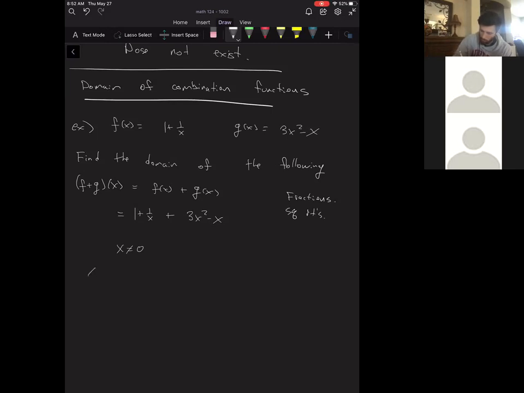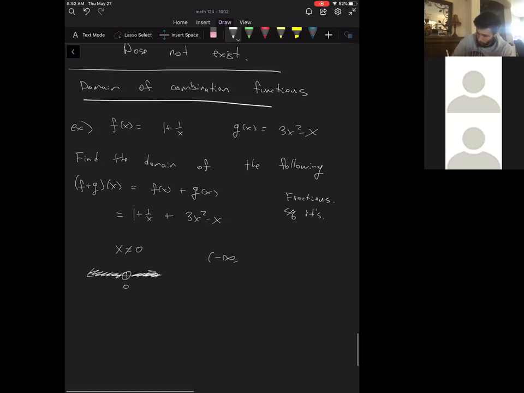So we go to our number line. Here's 0. Put a hole punch on it. You get rid of it. But that's the only issue. Everything over here is okay, and everything over here is okay. So our domain for this one is minus infinity up to 0, and then 0 to infinity.